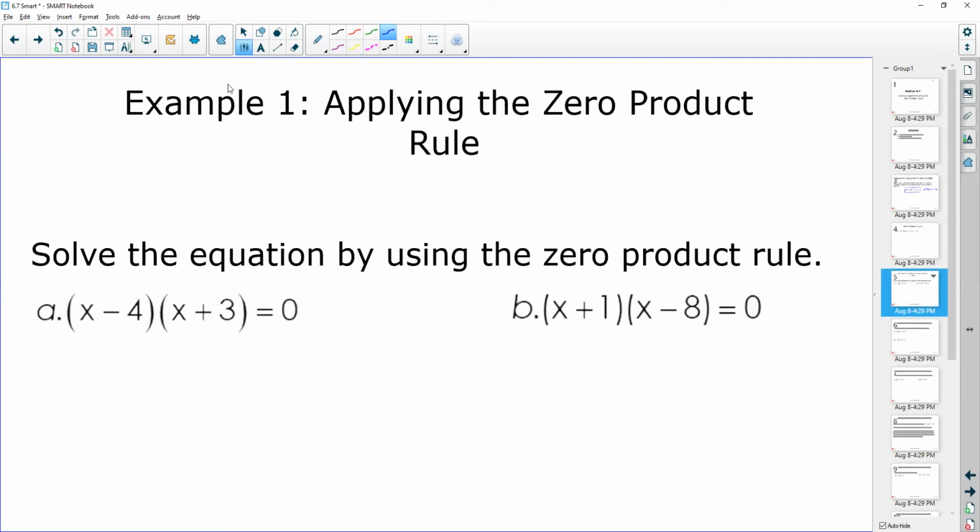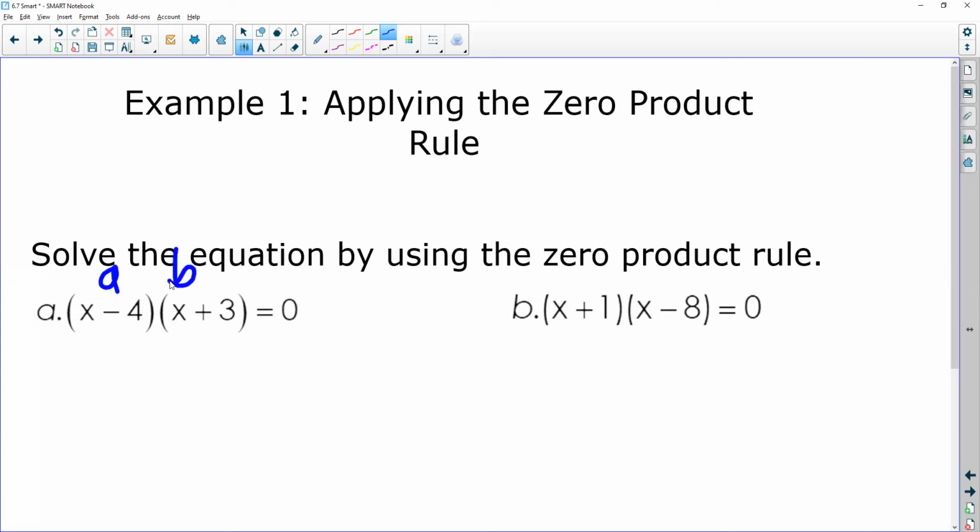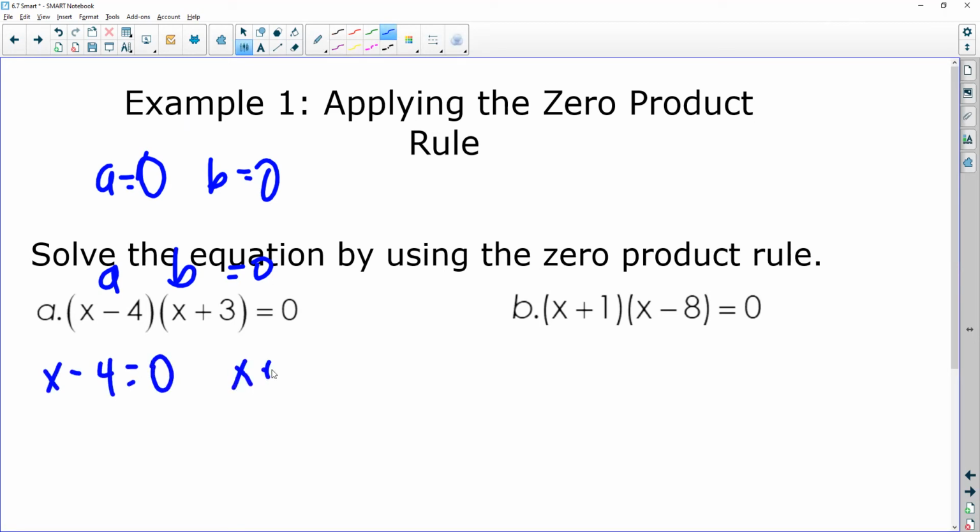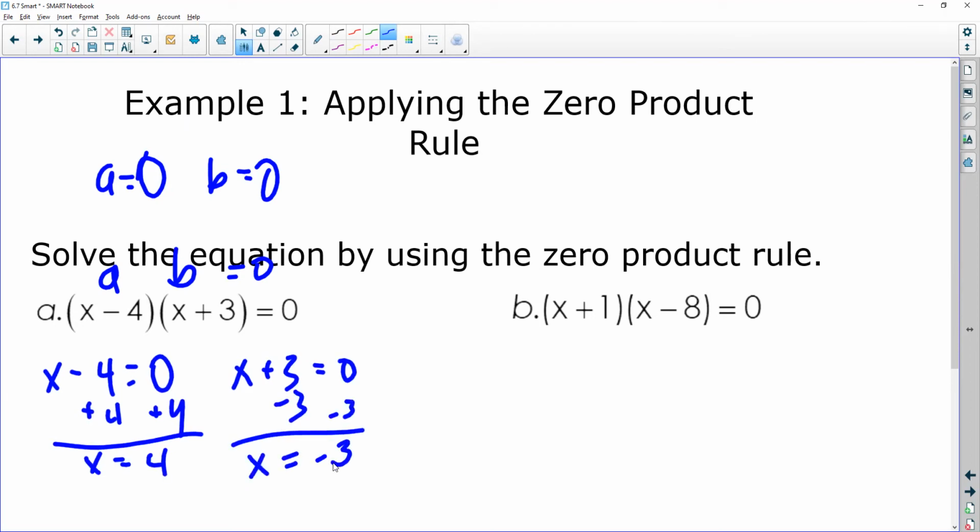So when you see something like this, to solve this equation by using the zero product rule, I don't have to multiply through and FOIL, which would be miserable. What I get to do is, because you can think of this as A and B, I could set A equals 0, B equals 0, because A times B equals 0. So I'm going to set x minus 4 equal to 0, and then I'm going to set the other factor, x plus 3, equal to 0, and I'm going to solve both of them. So on the left-hand side, x is equal to 4, and on the right-hand side, x is equal to -3, and that is it.